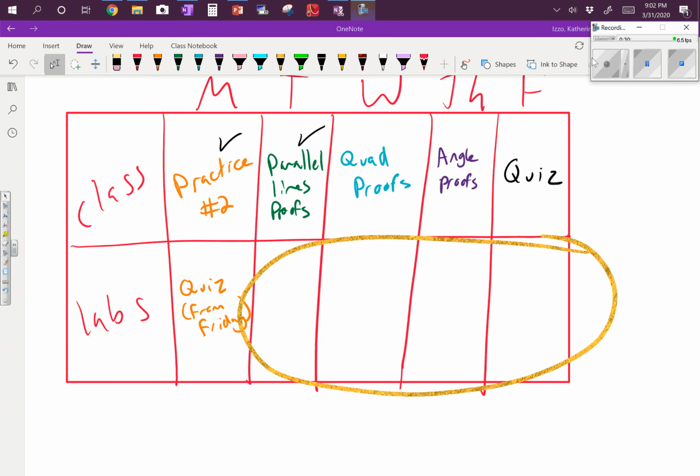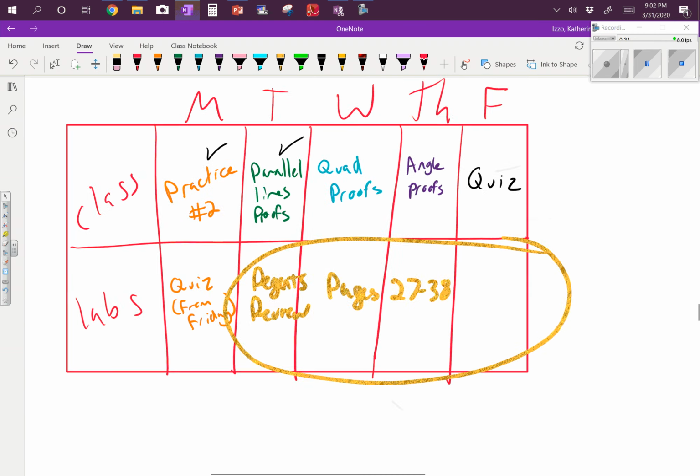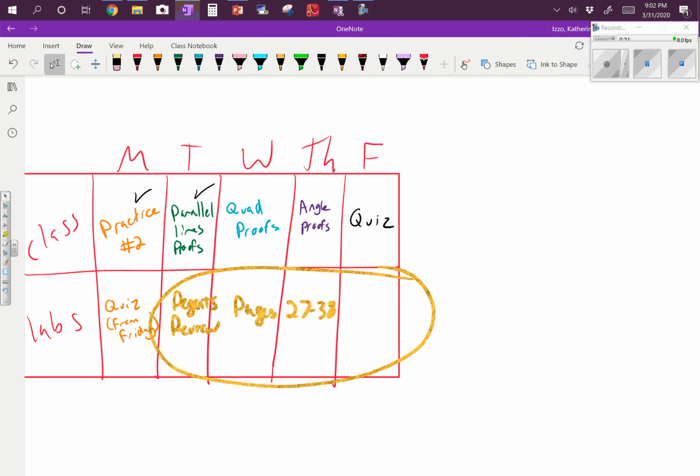So if we go back to our map of what I want you to do, I want you to do the Regents Review packet. And I want you to do pages 27 all the way through 38. Now that's a lot of pages. What you're going to be doing is working on them this week. That is your break packet.